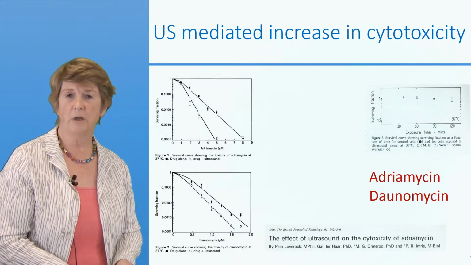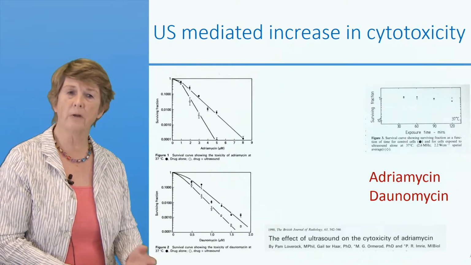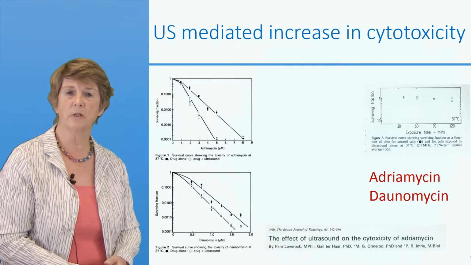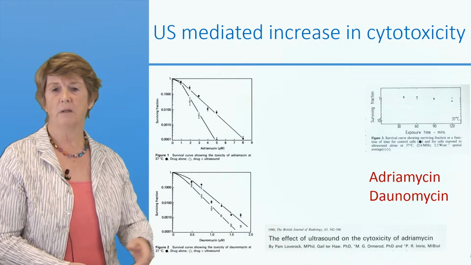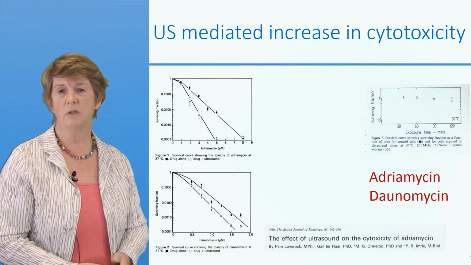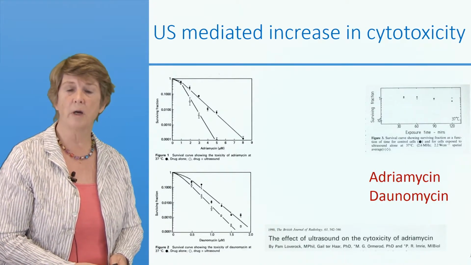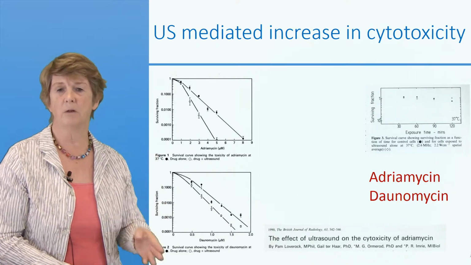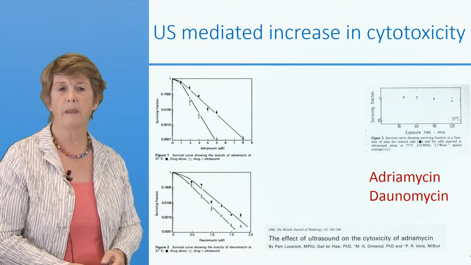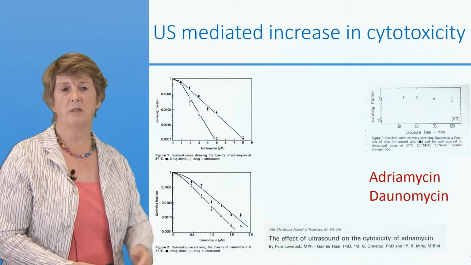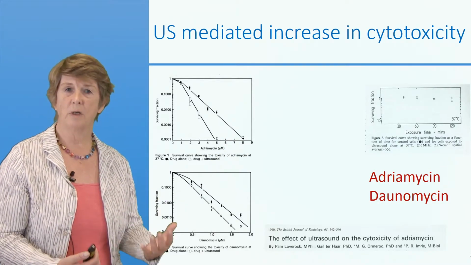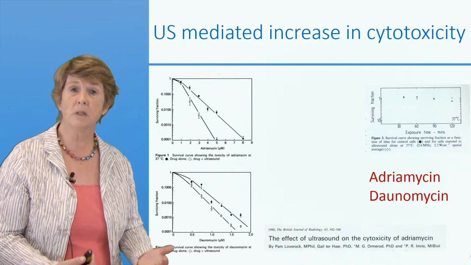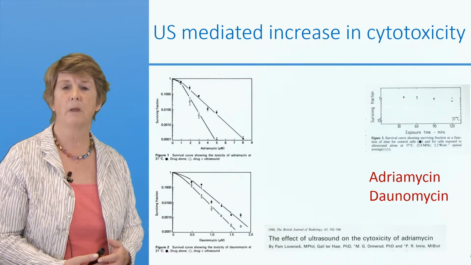These are clonogenic assays, so these are cells that have been exposed to drug and ultrasound in vitro. On the left, you can see the clonogenic assays. You can see the surviving fraction as a function of drug. On the top, you have adriamycin. On the bottom, we have daunomycin. On the right, you can see the survival curve showing the effect, the fact that we're using levels of ultrasound that in themselves do not kill cells.